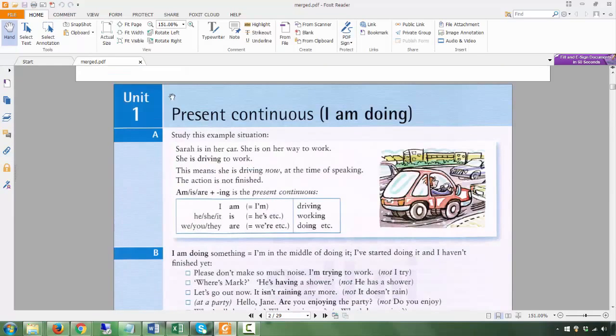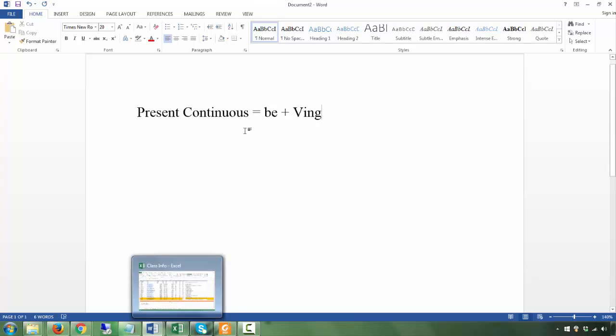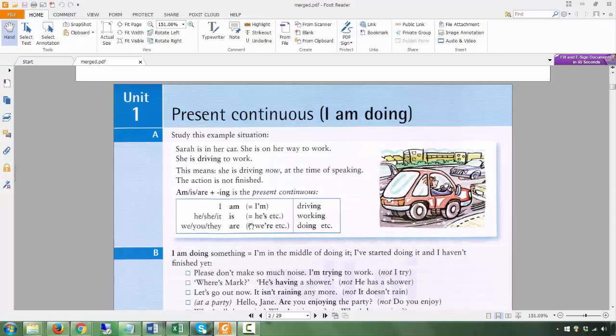Okay, this is the present continuous. The present continuous is basically the be verb plus the verb in ing form. Okay, that is the present continuous tense. Very easy. Be, of course, depends on the subject. For example, if it's I, then it will be am; he, she, it is; we, you, they are; and then the verb in ing.